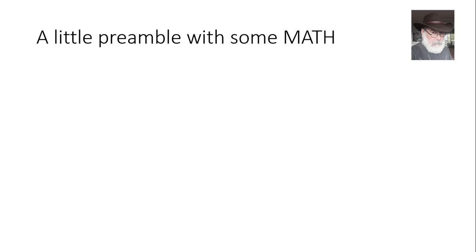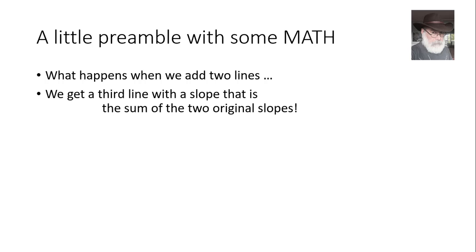Let's have a little preamble with some mathematics. What happens when we add two lines? We get a third line with a slope that is the sum of the slopes of the two original lines. You want me to prove it?